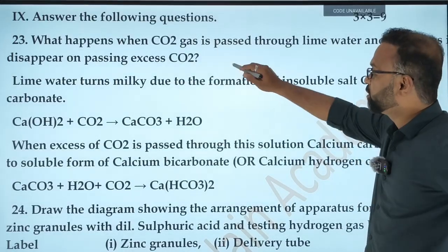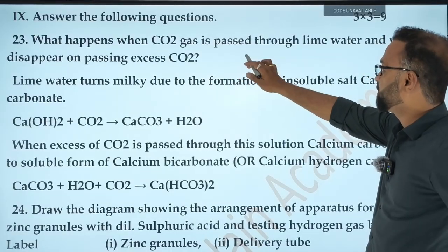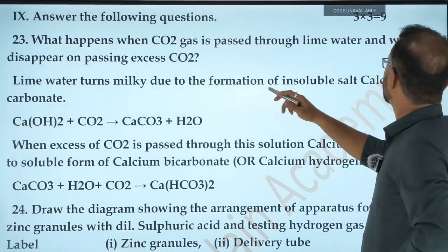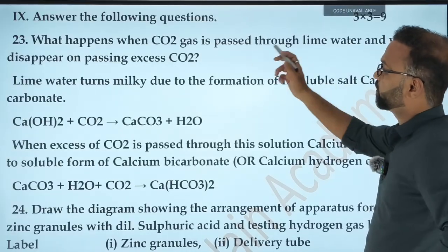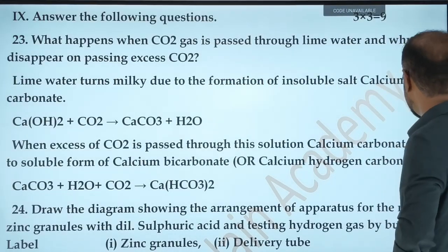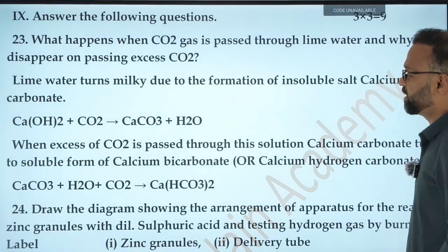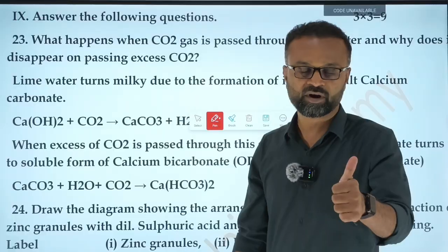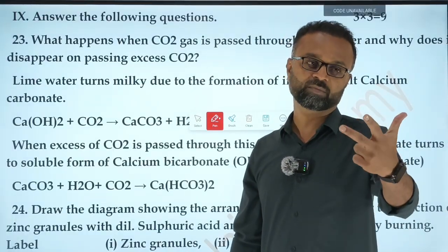Fine. Now what are they trying to tell you? What happens when carbon dioxide gas is passed through lime water, and why does the precipitate disappear on passing excess amount of carbon dioxide? Very simple thing here. Let us try to understand. You should know all the compounds. What is the common name? What is the chemical name? And what is the chemical formula?